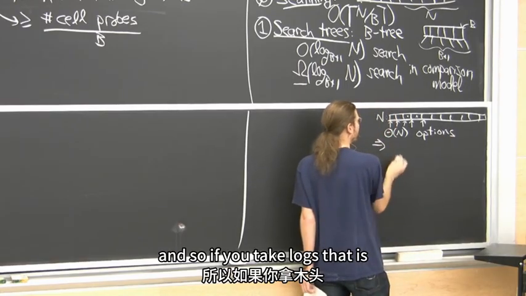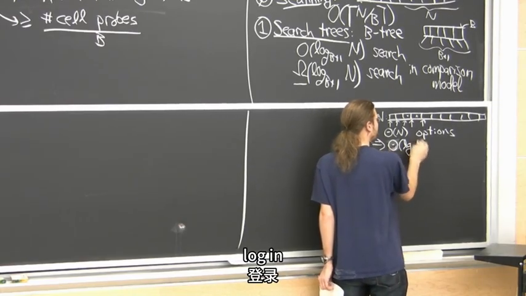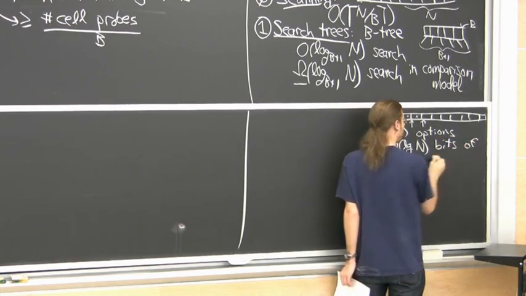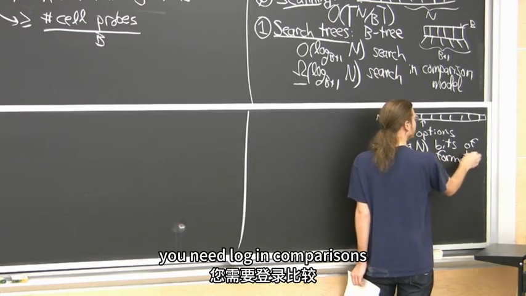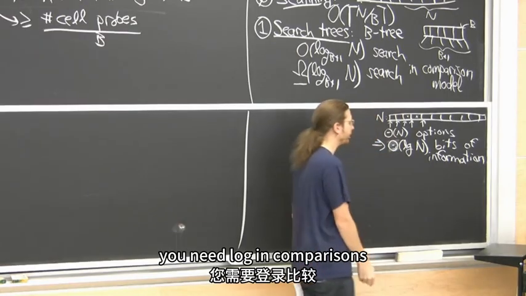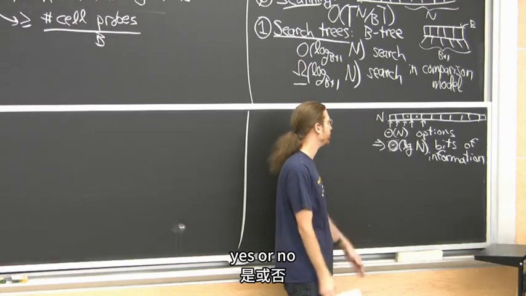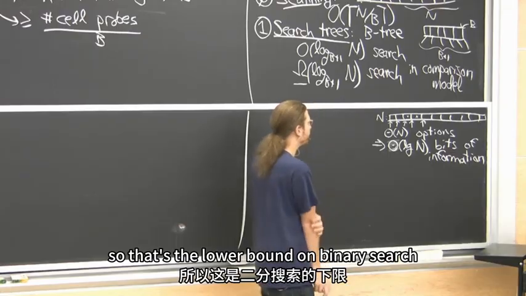And so if you take logs, that is log n bits of information. And this is how you'd normally show that you need log n comparisons. You need log n comparisons because each comparison could at most give you 1 bit of information, yes or no. And there's log n bits to get. So that's the lower bound on binary search.